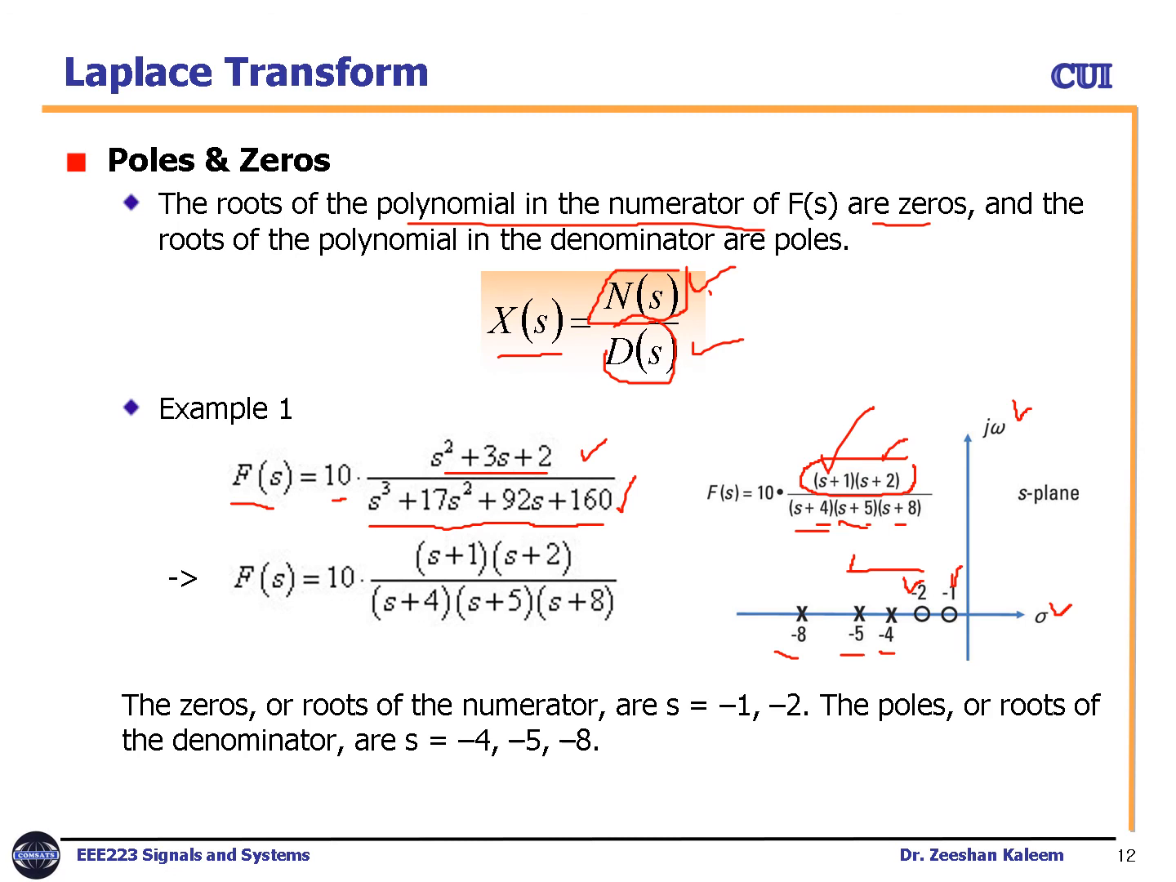So the zeros are the roots of the numerator, s is equal to minus 1, minus 2. The poles are the roots of the denominator, minus 4, minus 5 and minus 8. So these are poles and zeros. And what is the importance of using these poles and zeros? Let's discuss on the next slide.